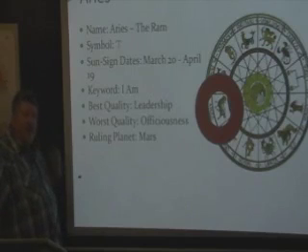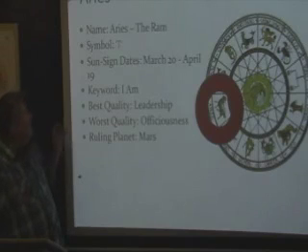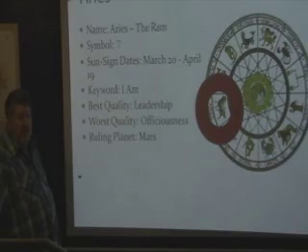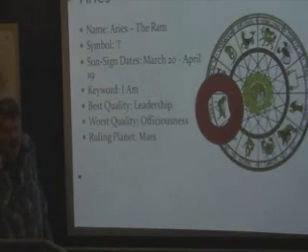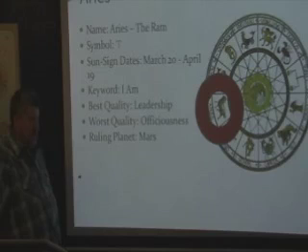So, the ruling planet of Aries is Mars. Aries gets its name from Mars. Mars in Greek was Ares, and Mars was the god of war. So Mars brings this combative and competitive quality to the sign, to this somewhat self-assured and self-absorbed sign.